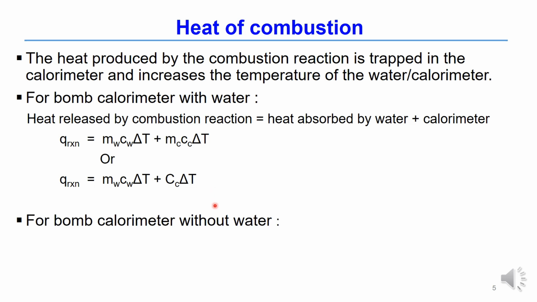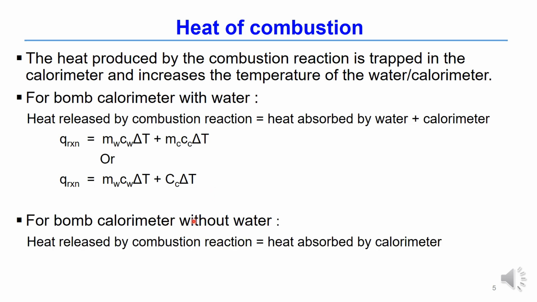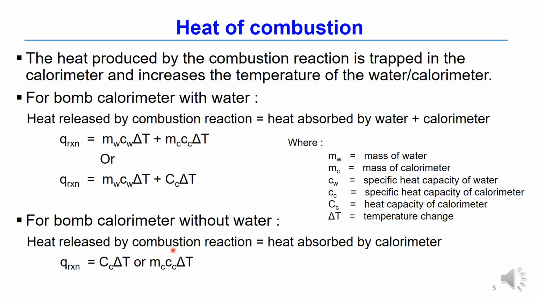For a bomb calorimeter without water, the heat released by the combustion reaction is equal to the heat absorbed by the calorimeter only. So the formula involved is C delta T or mc delta T. This one refers to the calorimeter only. So this is the same as before. It depends on the question whether it gives the specific heat capacity of the calorimeter or the heat capacity of the calorimeter.